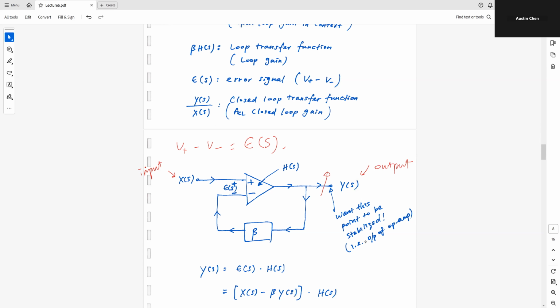And the answer is yes. I'm going to make use of negative feedback, not just any feedback, but negative feedback. The feedback has to be strictly negative so that I can make this work. Let's see how this works.